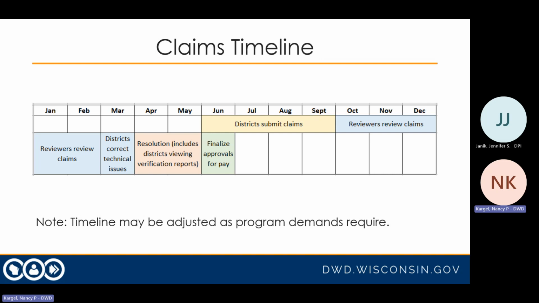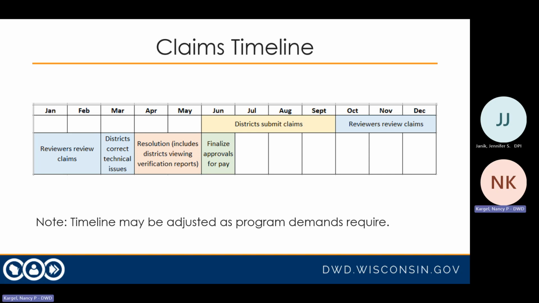The CTE Incentive Grant Program operates on a cyclical basis, roughly from June to June each year. We refer to the year as a collection year or a class of whatever year. The table on the slide shows the general timeline, which may be altered as needs require.